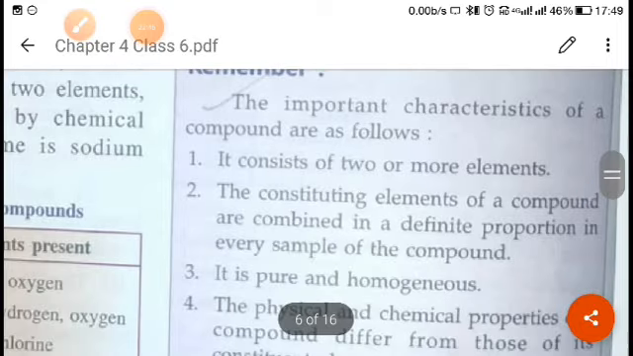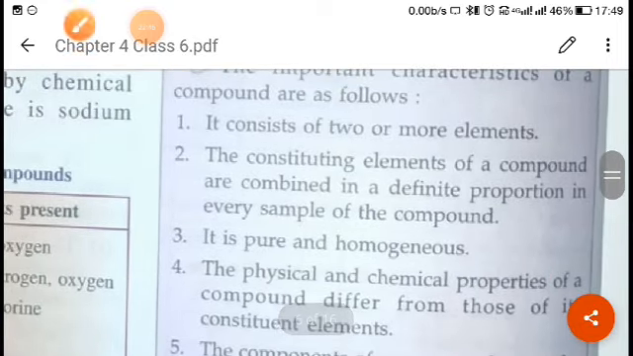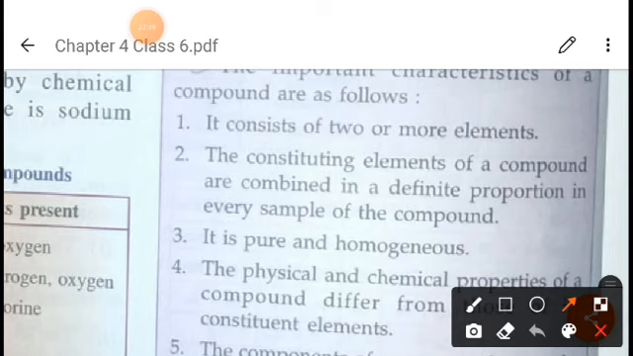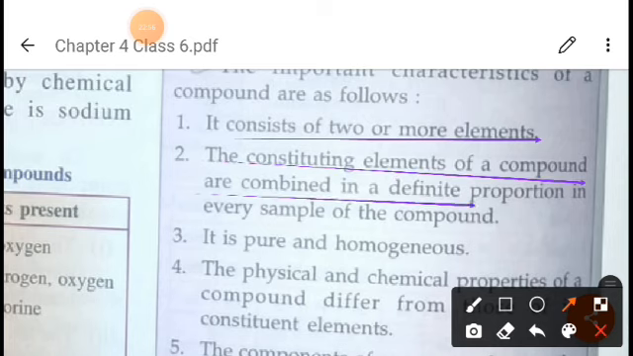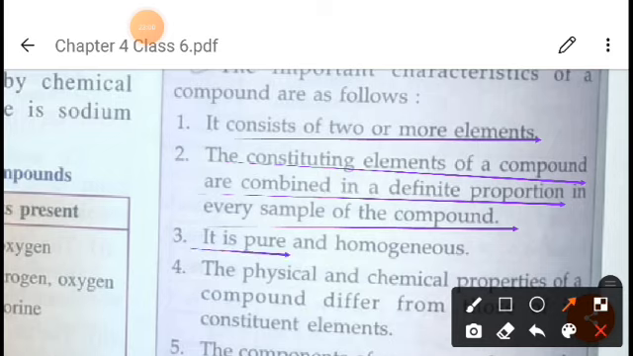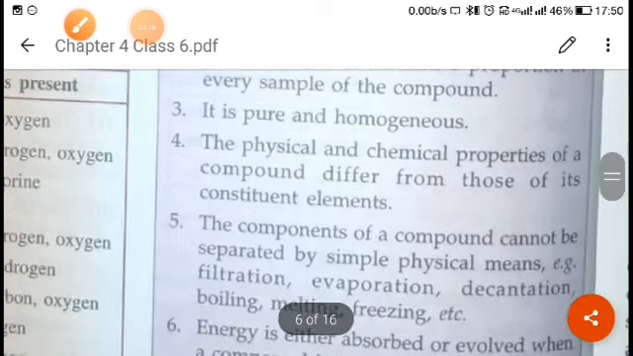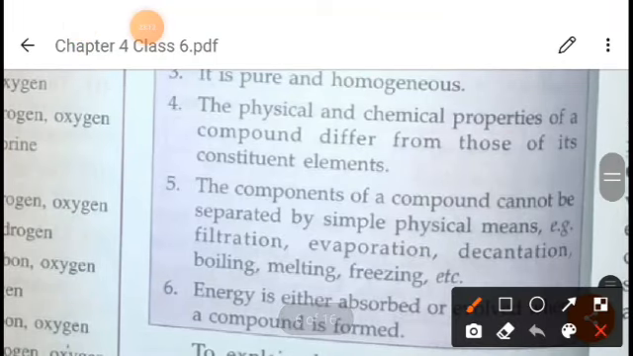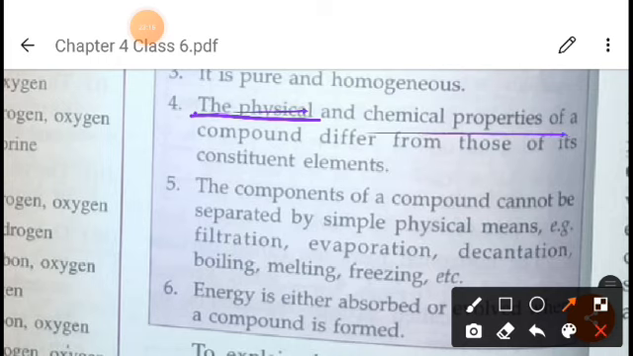Now some characteristics of compounds are given, as you can see here. I will mark that one only. It has been told that it consists of two or more elements. And the constituent elements of a compound are combined in a definite proportion in every sample of the compound. And it is pure and homogeneous. In the first class I told you what is homogeneous and heterogeneous, right? Now next, when we talk about the physical or chemical properties, they will be entirely different. As you can see, physical and chemical properties of the compound will be different from those of the constituent elements.